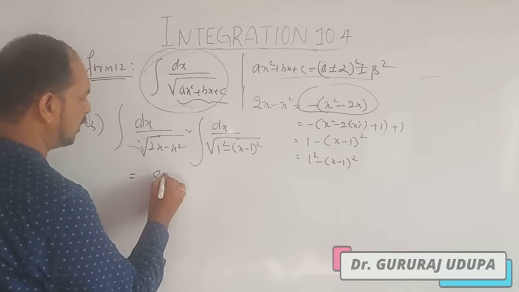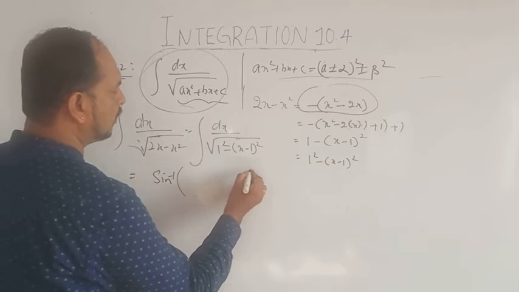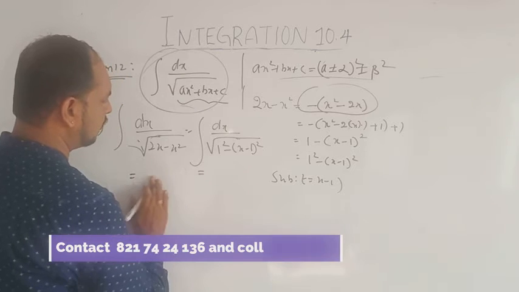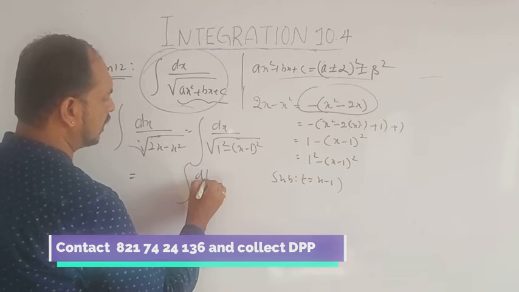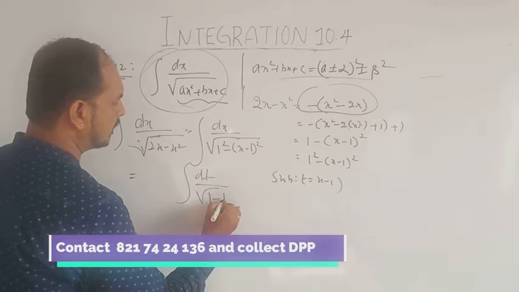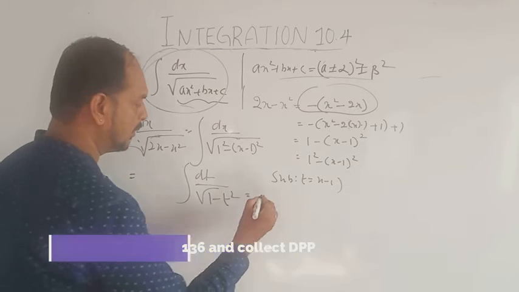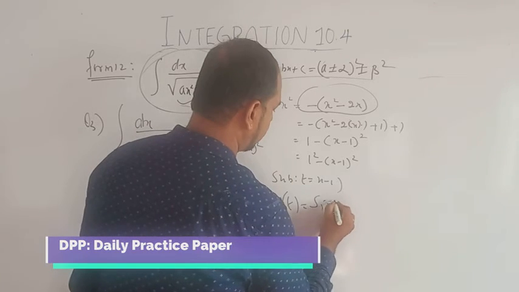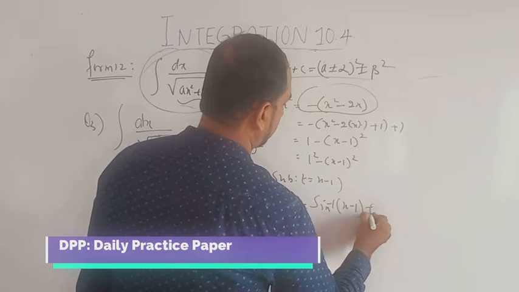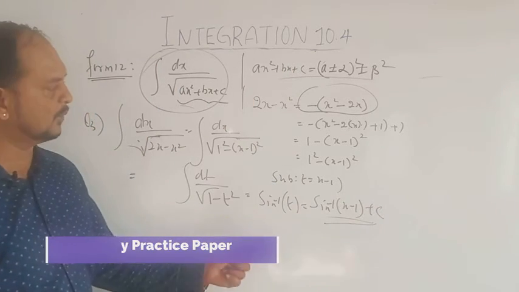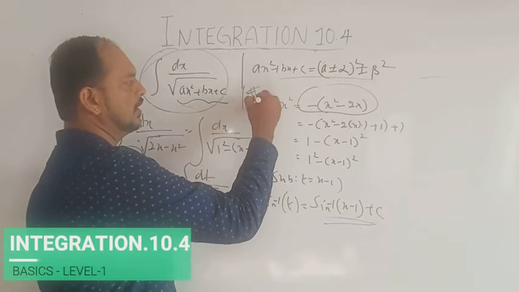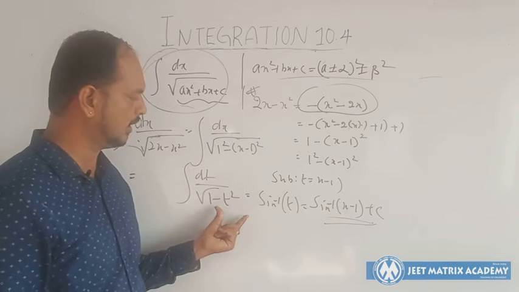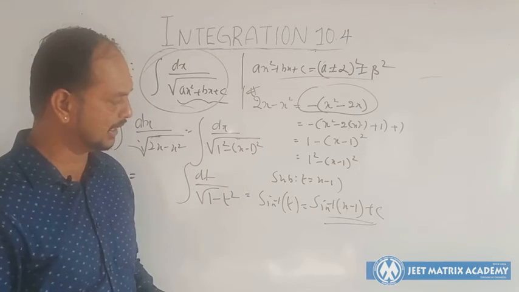So sin inverse of, substitute t equal to x minus 1, and my equation becomes integration of dt by root of 1 minus t square. This is equal to sin inverse of t. What is t? Sin inverse of x minus 1 plus c. So very important is this simplification. Write it in the standard format, apply the formula and simplify, get the answer done.